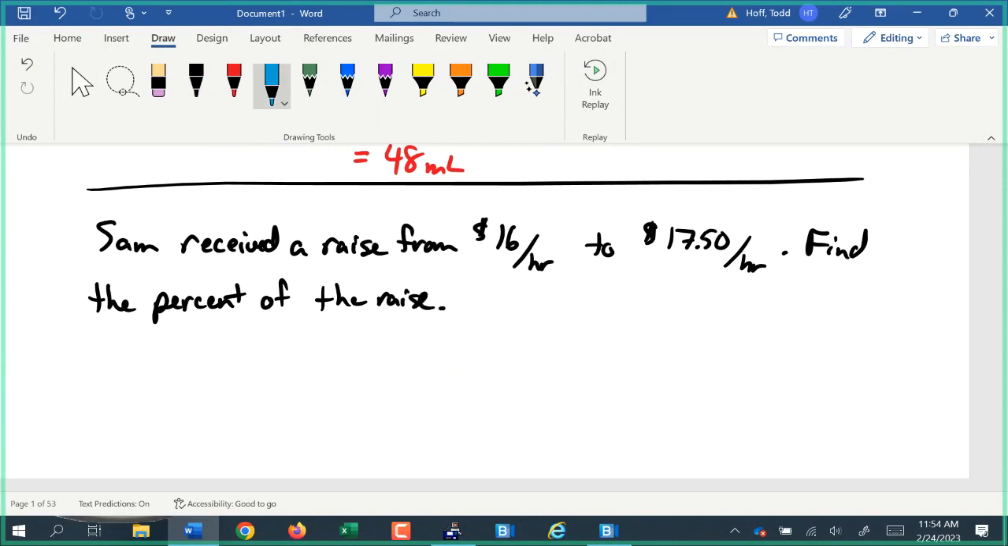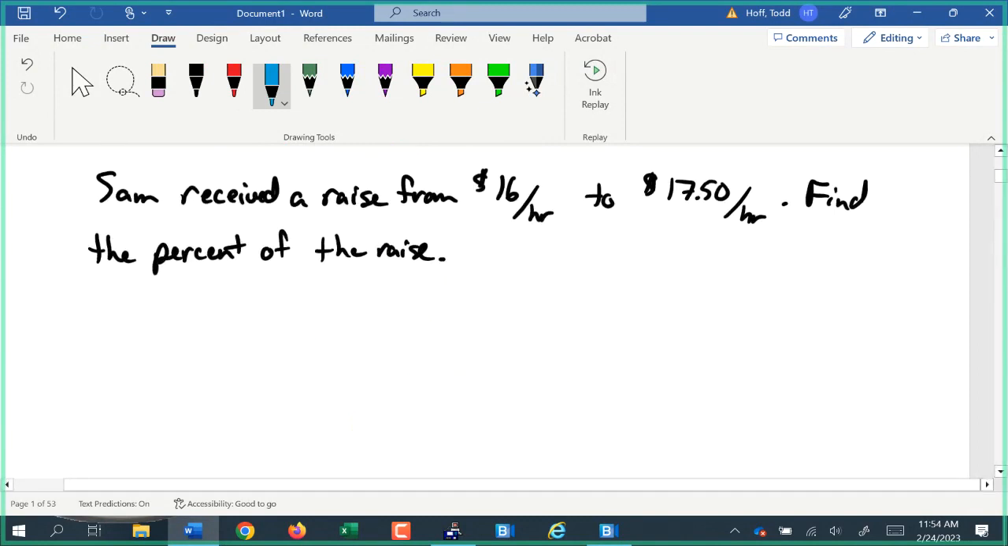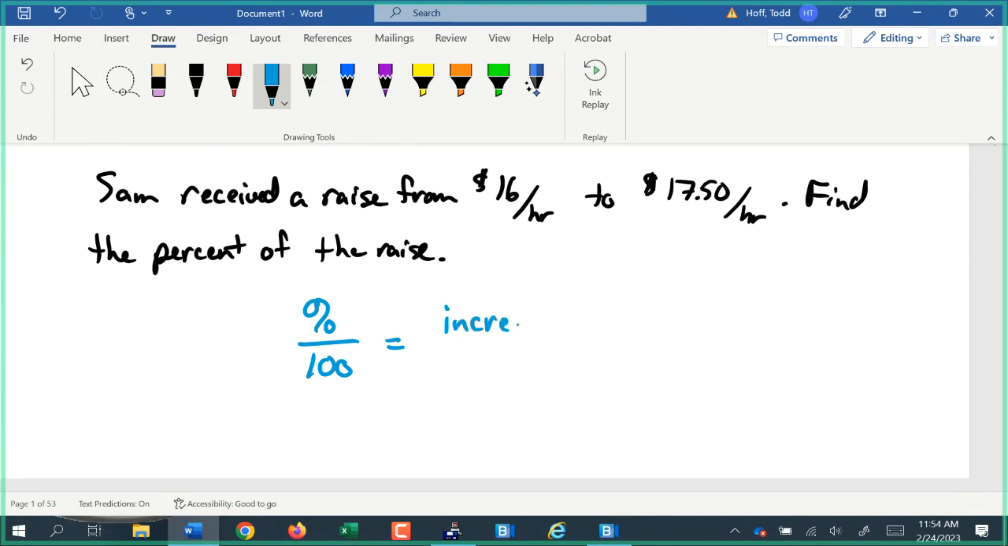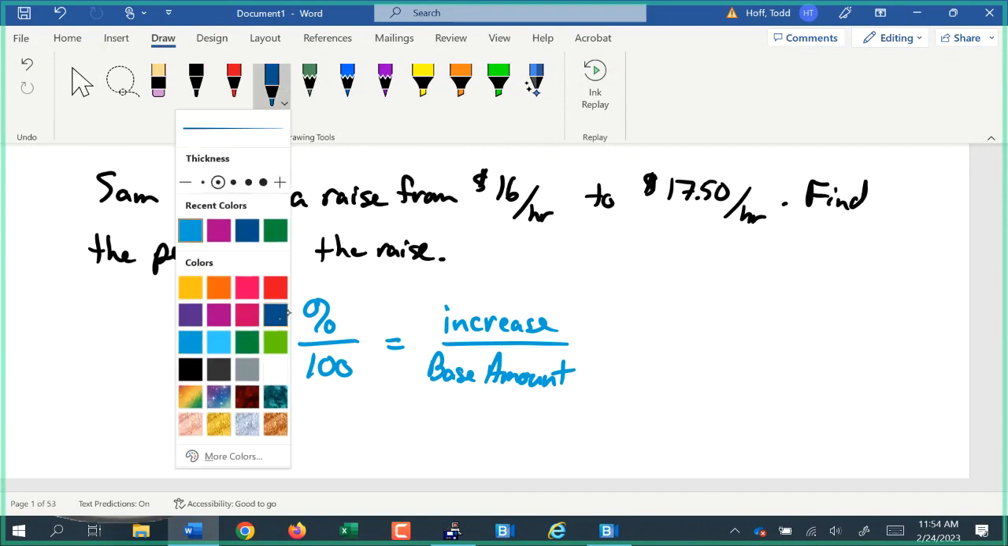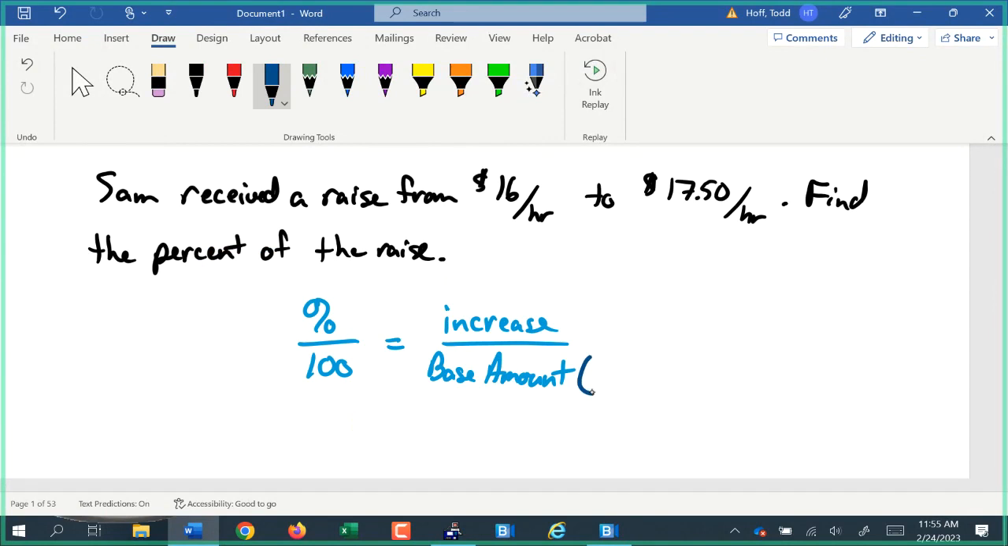So this is a percent increase. And so when we deal with a percent increase, the percent over 100 is equal to the amount of the increase over the base amount. Now, we've used that term base amount before, talking about percents. In a percent increase problem like this, it can be somewhat unclear what the base amount is. The base amount in an increase problem is always the starting amount. So here the starting amount is the $16 per hour.